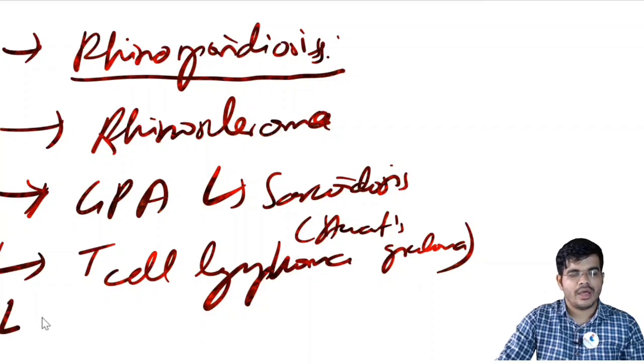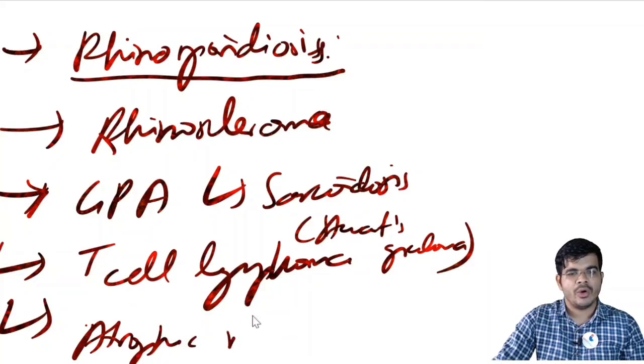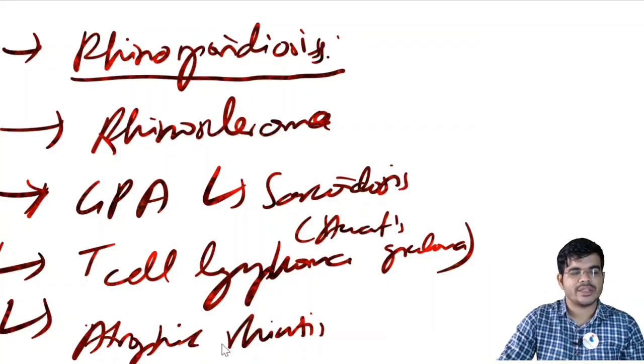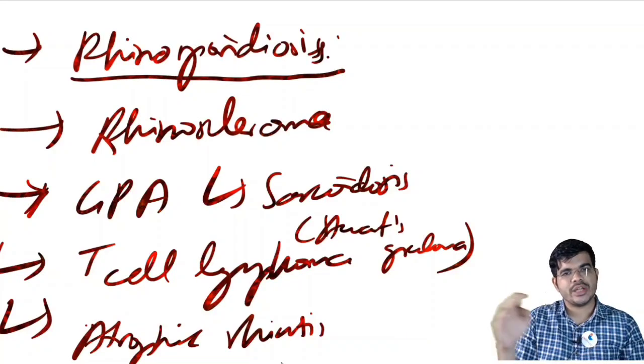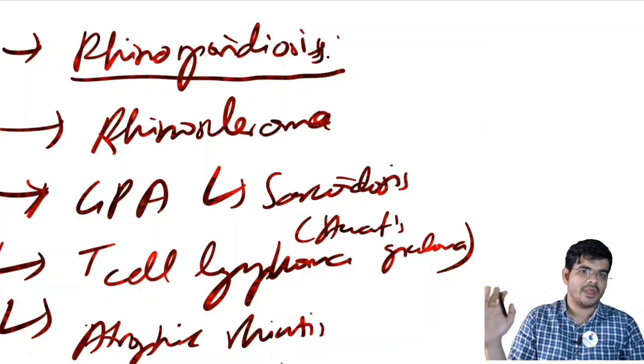And also you have learned about atrophic rhinitis, which can be caused by all these granulomatous conditions. Secondary atrophic rhinitis can occur due to all these granulomatous conditions. So that's about all these granulomatous conditions of nose and atrophic rhinitis. Please go and learn today itself. This is another high yielding topic from ENT.